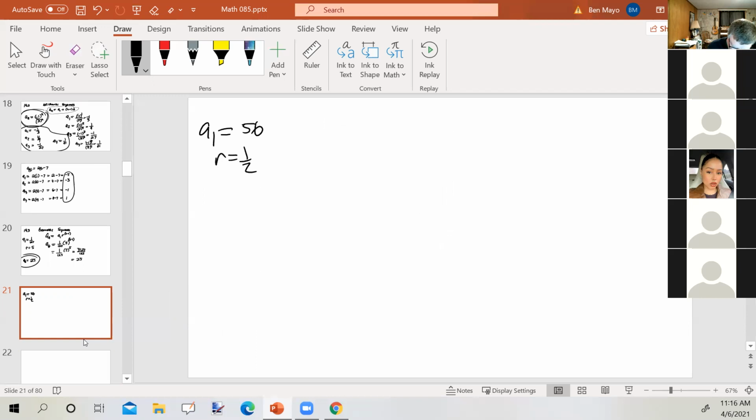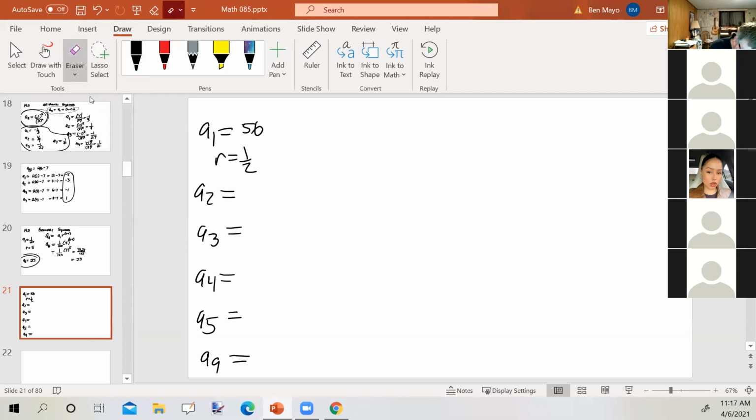It's asking to find A1 and then A2, A3, A4, and A5. So find the first 5 terms, and they give us the first term and the common ratio. And then also it's asking to find the 9th term. Okay. All right. So let's move this over here. So we know the first term is 56. We want to find the first 5 terms and the 9th term, and the common ratio is 1/2.